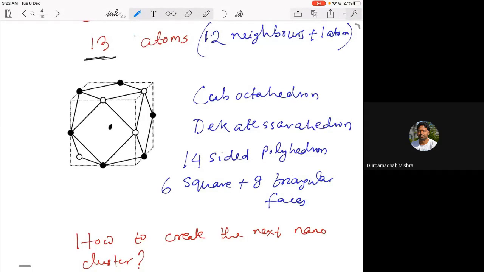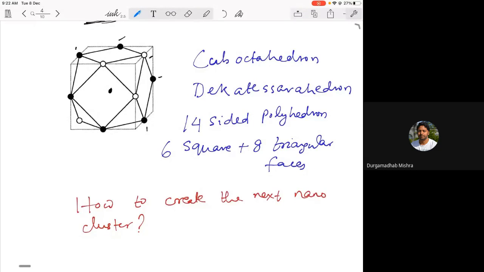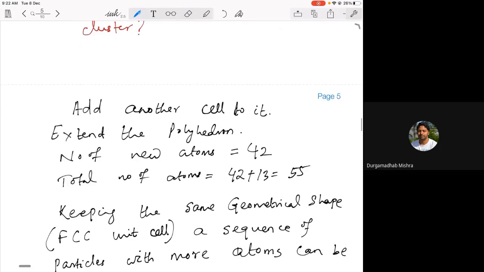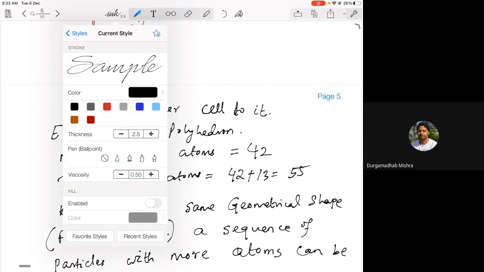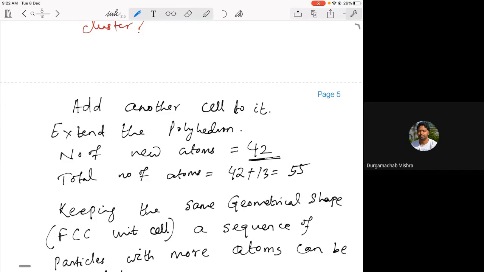Okay, so we can again pack a similar thing, and we take each of these surface atoms, and again we can coordinate them with 12 nearest neighbors. If we do that exercise, we will create the next nanocluster. Doing it in close packing, counting is a little bit difficult. Nevertheless, if you can do that, you can pack 42 atoms around this smallest cluster. So the total number of atoms will now be 55.